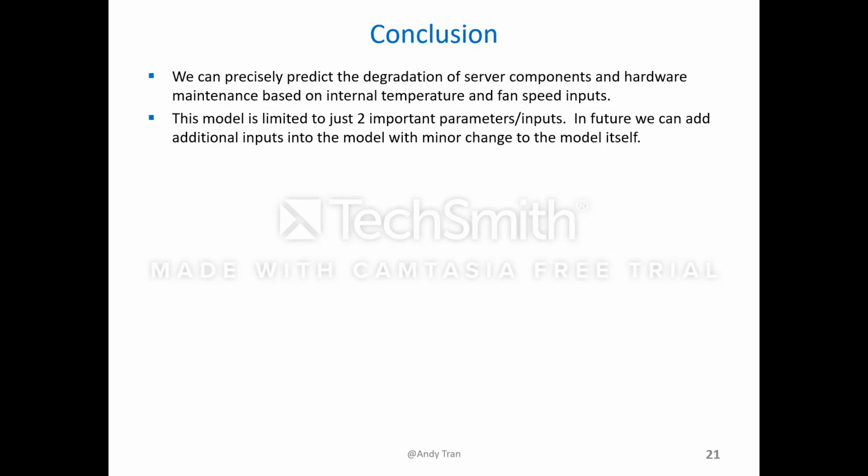The study that I'm doing is only using two parameters, or inputs: temperature and fan speed. But in the future, there are a lot more than just fan speed and temperature that we can use for predictive maintenance. With this neural network model, I can easily plug in additional parameters.